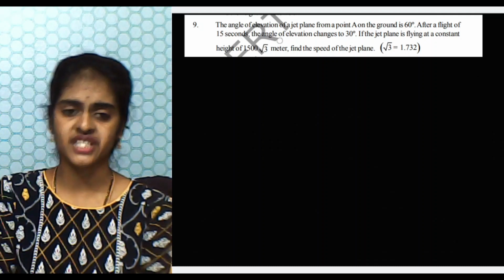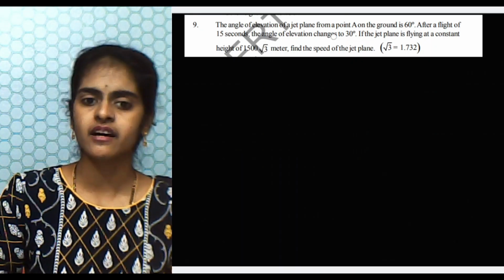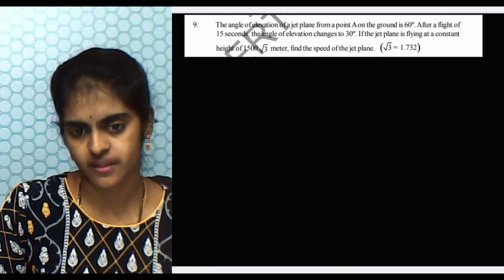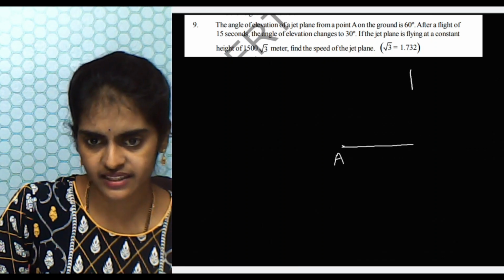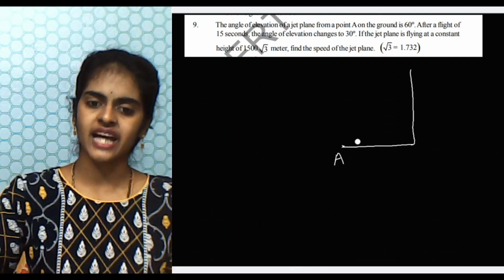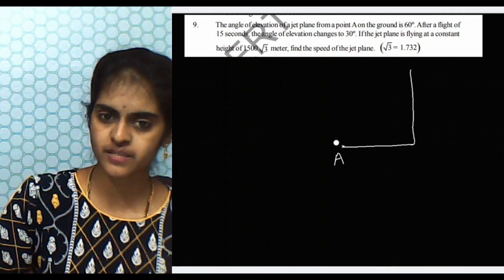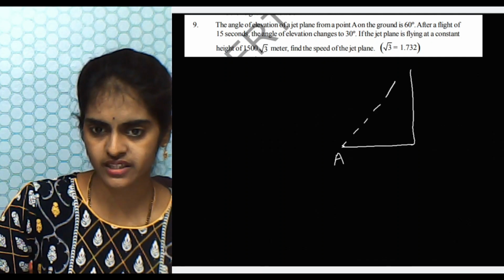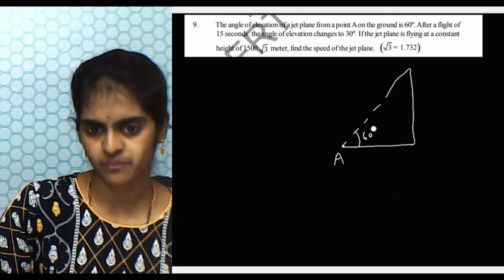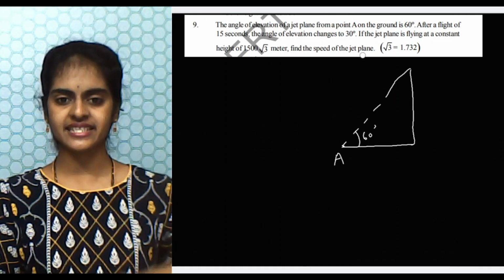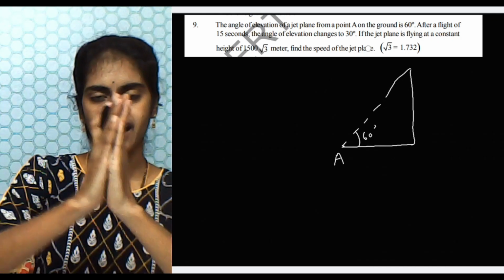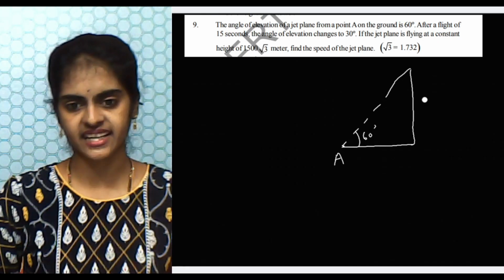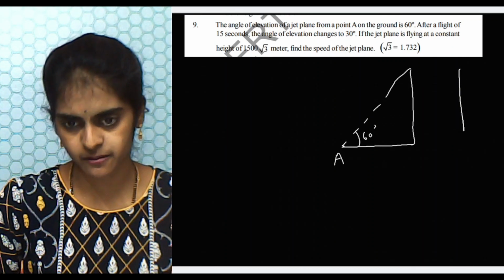Here, the next question: the angle of elevation of a jet plane from a point A on the ground. Suppose here is the point A on the ground. So this is the ground and this is the jet plane. The angle of elevation of the jet plane from this point A on the ground is 60 degrees. So after a flight of 15 seconds, that means after traveling 15 seconds, suppose the jet plane is somewhere here.